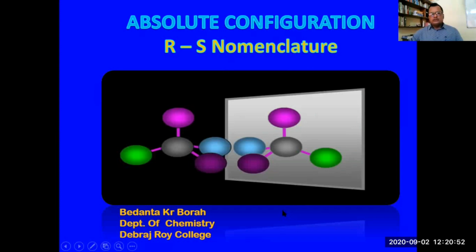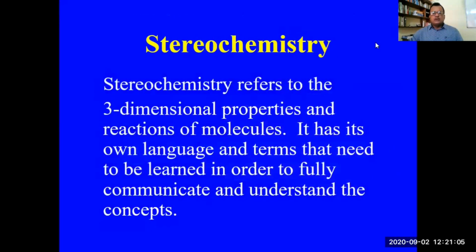Now before directly going to RS nomenclature, for your recap, I will discuss some terms which we commonly use in stereochemistry. Now what is stereochemistry? Stereochemistry refers to the three-dimensional properties and reactions of the molecule. It is the study of the geometrical arrangements of atoms or groups around the stereogenic center, and that stereogenic center may be an asymmetric carbon or it may be a carbon-carbon double bond.